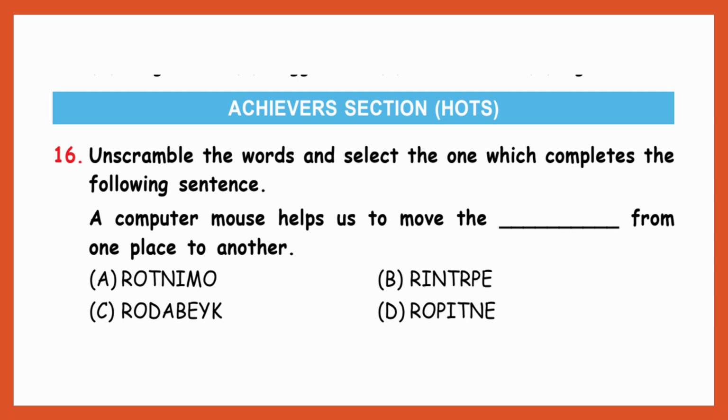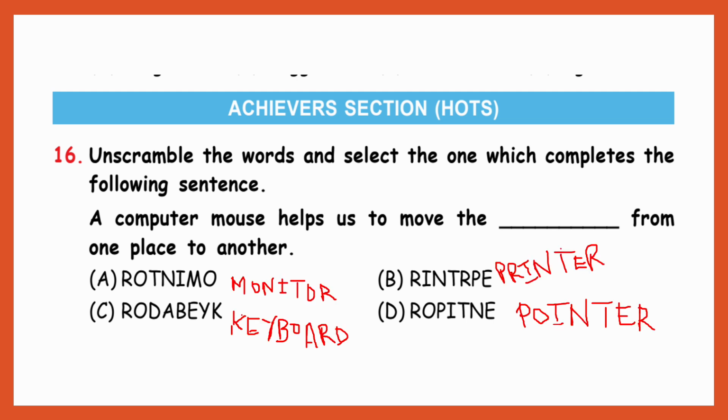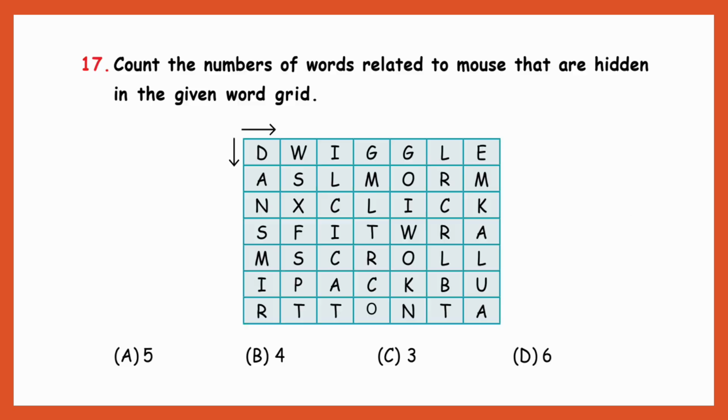Unscramble the words and select the one which completes the following sentence. A computer mouse helps us to move the dash from one place to another. Here the unscrambled words are monitor, printer, keyboard and pointer. Out of this, only option D completes the sentence correctly. A computer mouse helps us to move the pointer from one place to another. So, option D is the correct answer.